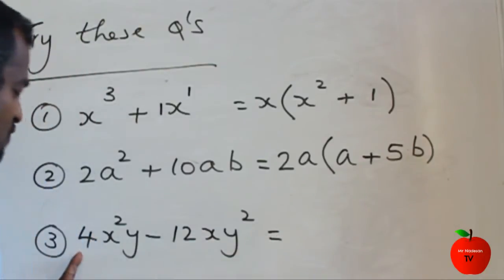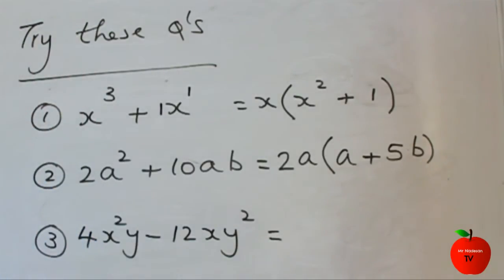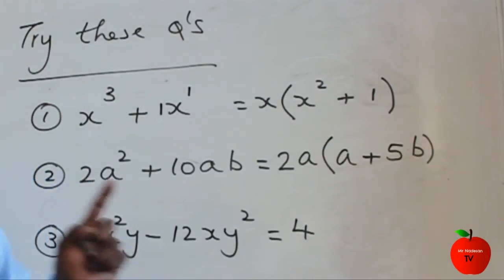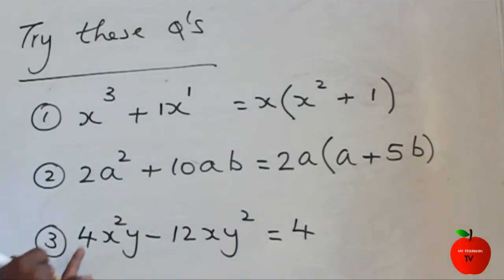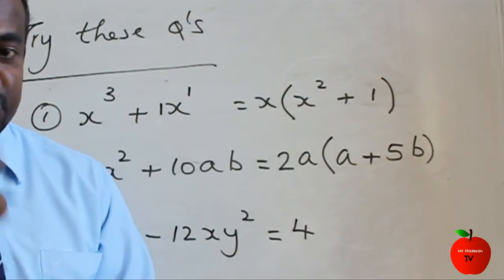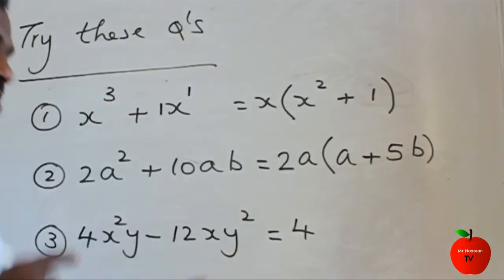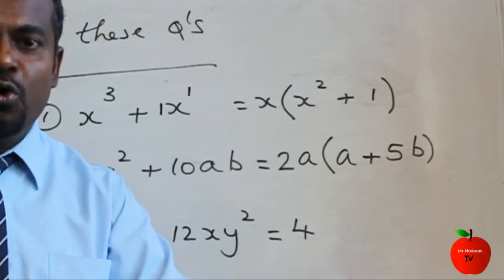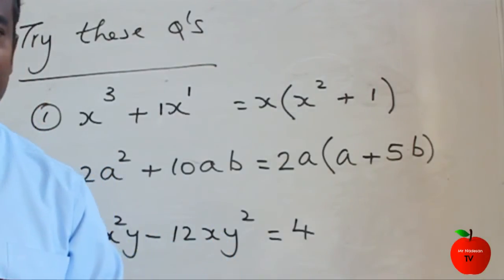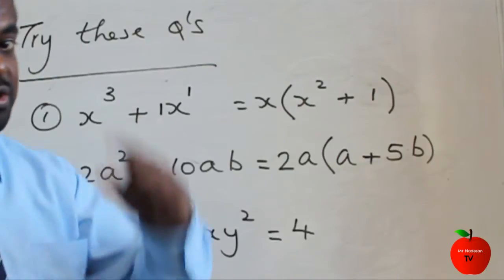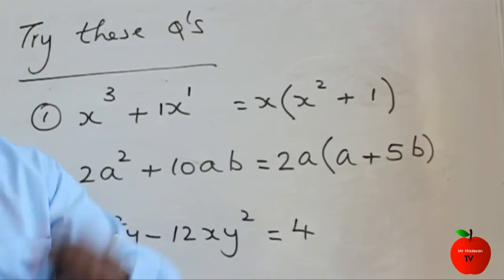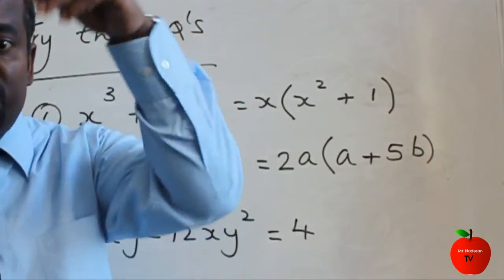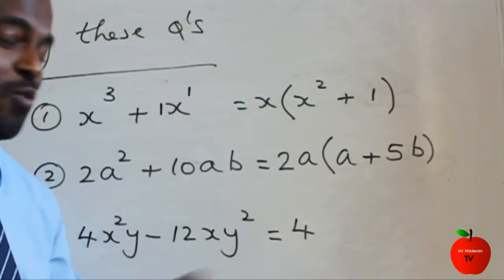Next one, 4 and 12, the highest common factor is 4. It's not a 2. People make a mistake. 4 and 12 is 2. I'm talking about the highest common factor. The factors of the 4 is 1, 2 and 4. Factors of the 12, 1, 2, 3, 4, 6 and 12. You got the common factors 1, 2 and 4. Between 1, 2 and 4, we're looking for the highest one. The highest comes to 4.